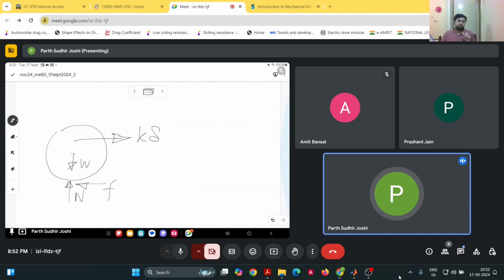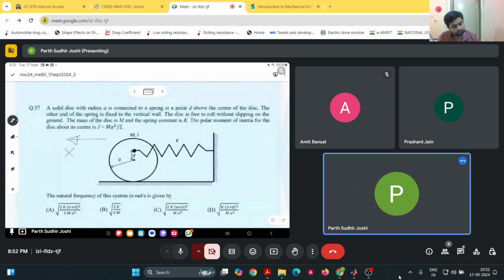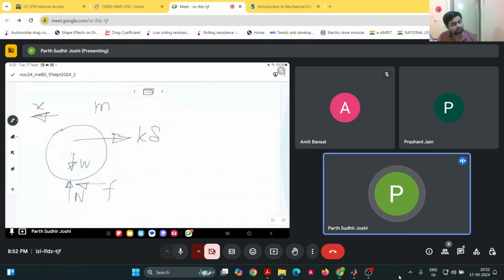So now one equation of motion that we can write is, in x, if this is the positive x direction, M x double dot, where capital M is the mass of the disk, is minus k delta plus the friction force in x direction. Then weight will be the same, and normal reaction and weight will balance each other.